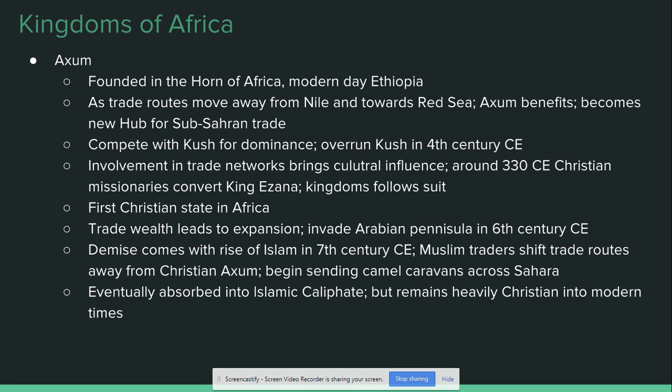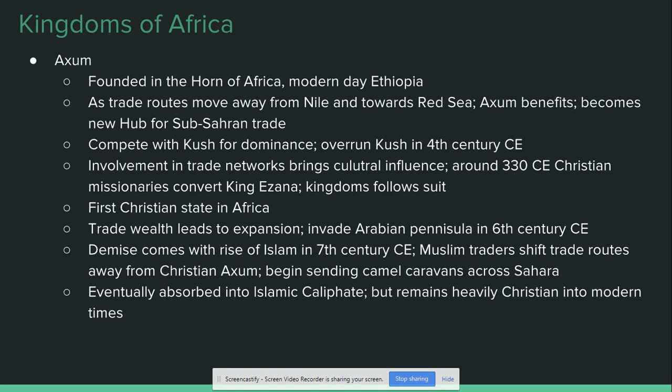Mainly and most importantly is the introduction of Christianity into Axum. Around 330 CE, Christian missionaries who have been in Axum for decades by this point are able to convert the king of Axum, King Izana, to Christianity. Most of, but not all of his kingdom follows suit, and Axum becomes the first Christian state in Africa.